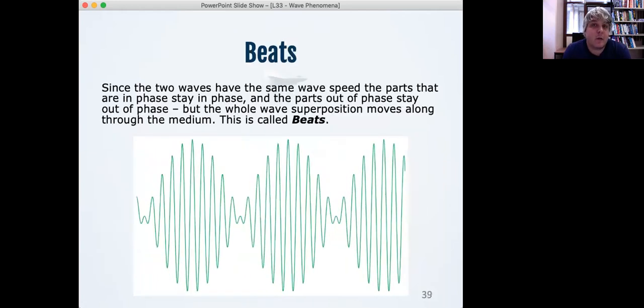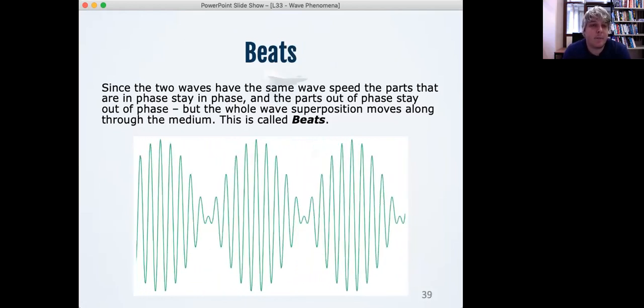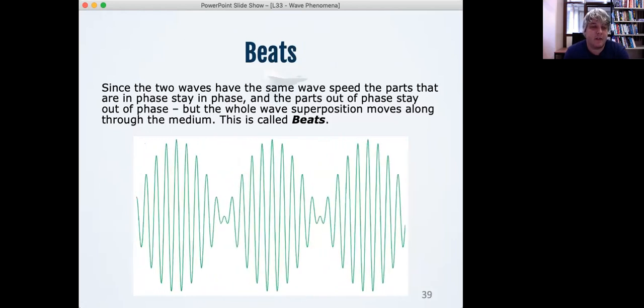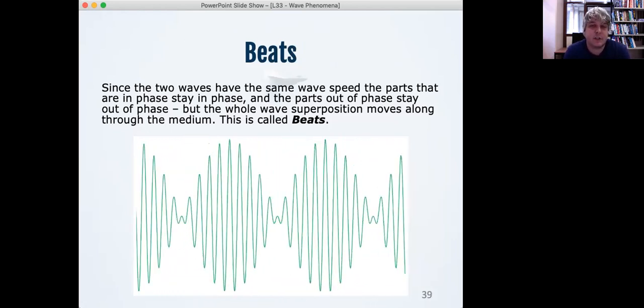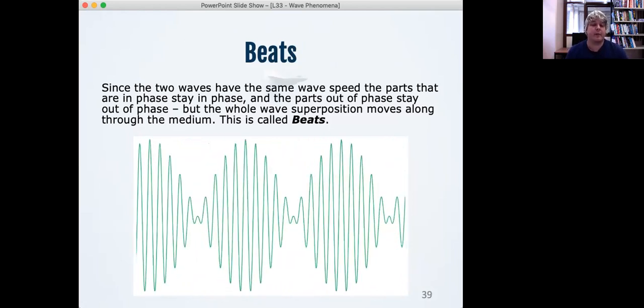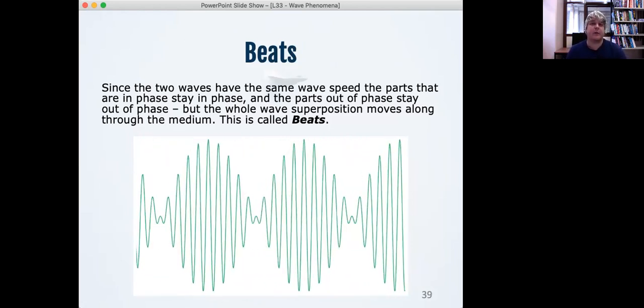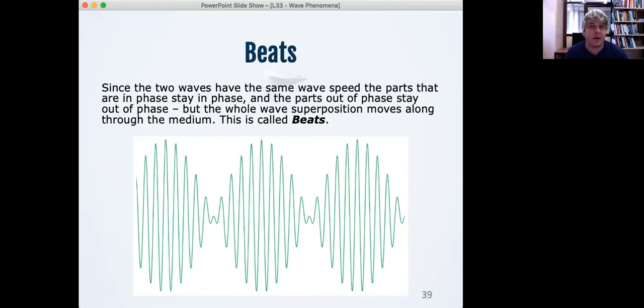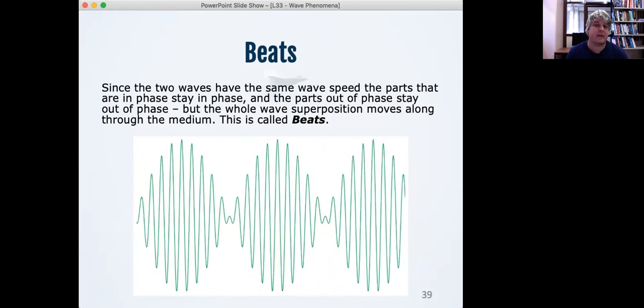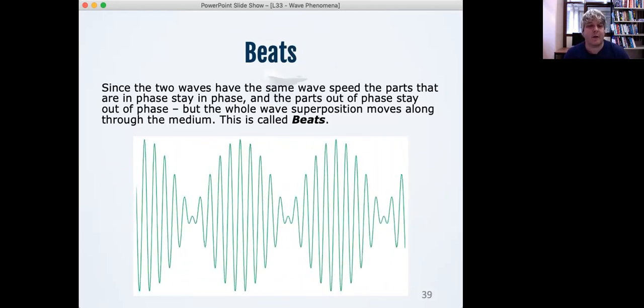And this pattern is called beats. All right, not beats as in music, as in keeping beat, but beats as in the varying amplitude of the wave. And so the amplitude gets bigger and then small. Now remember that when we press play again, these two waves have a wave speed, but they've got the same wave speed, so they travel along together, which means that beat pattern, that superposition pattern, is just going to move along at that same wave speed as well.